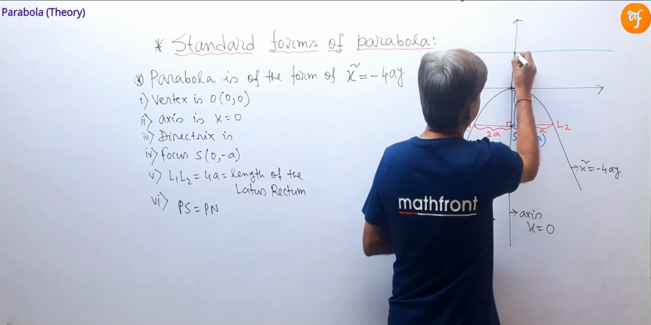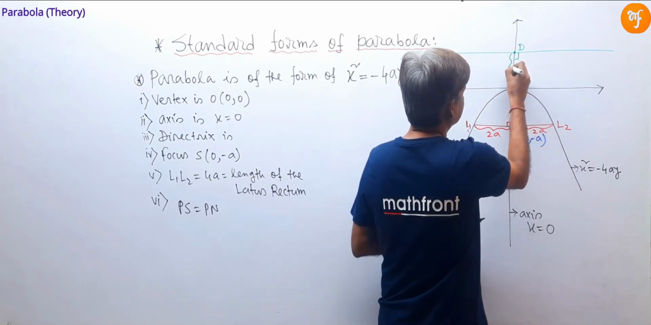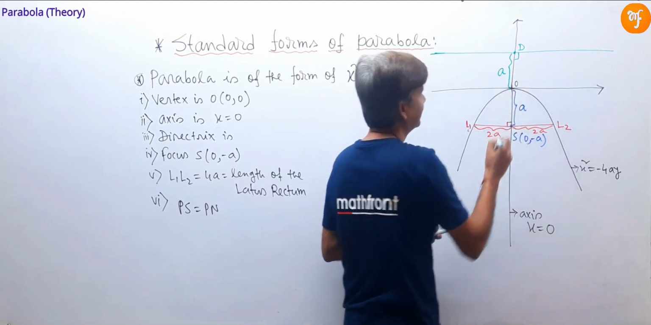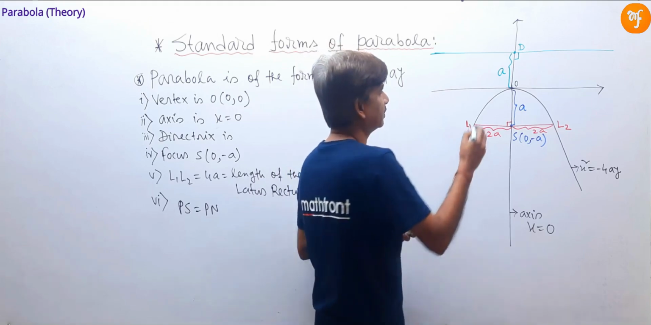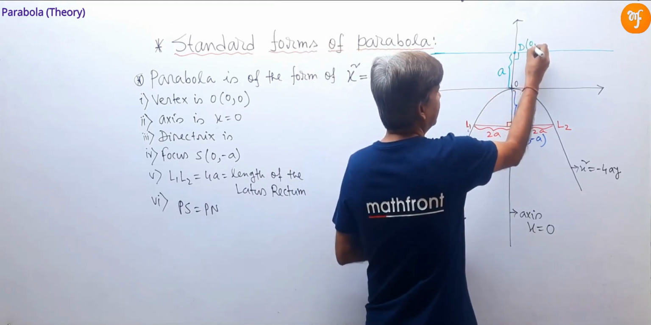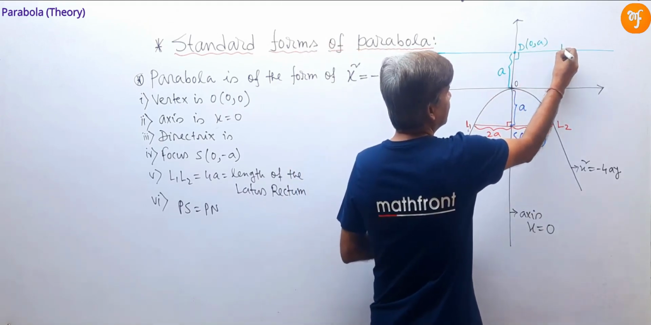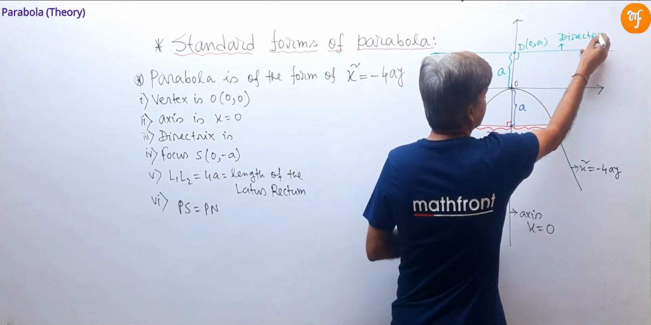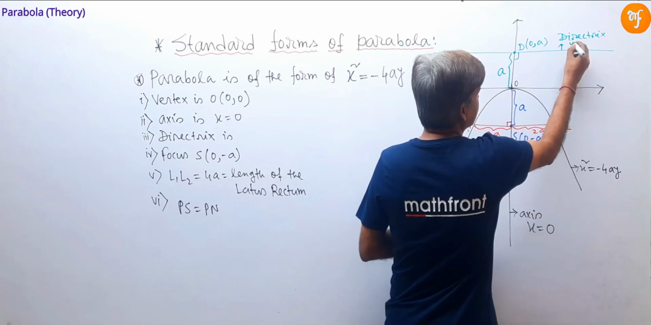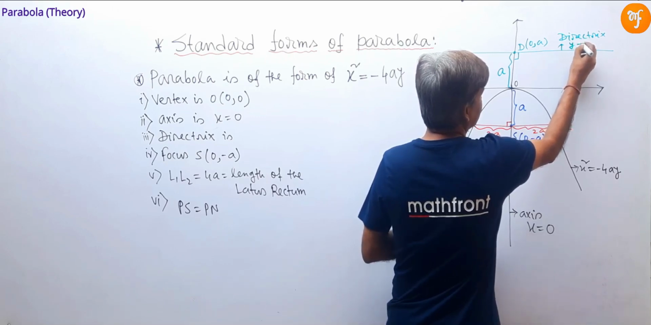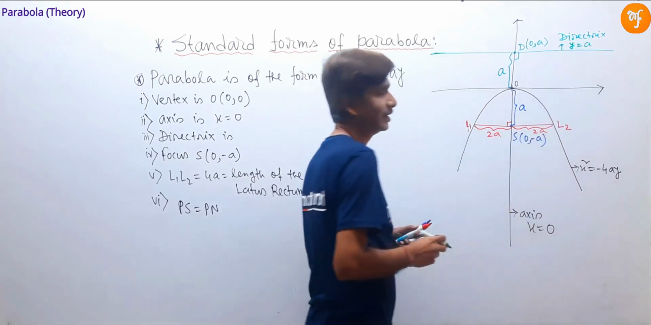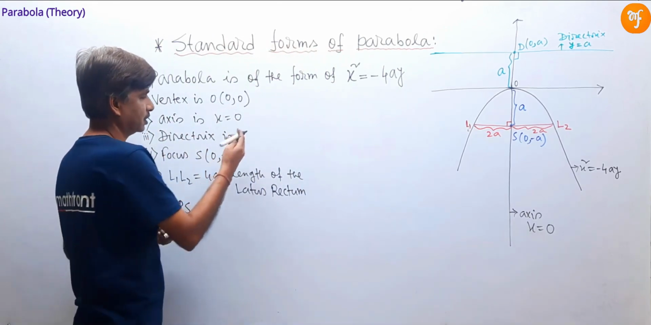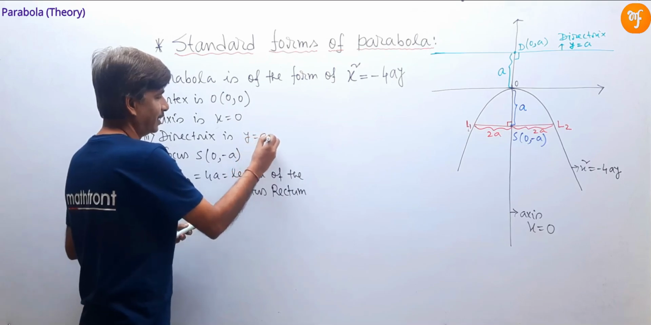Okay, this is the point D, and D has distance from the vertex equal to a. So the coordinate of D will definitely be 0 comma a. So this directrix has equation y is equal to a. Clear? So what is the directrix? Directrix has equation y is equal to a.